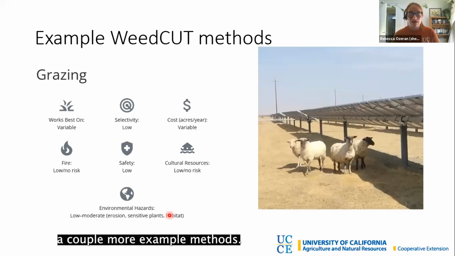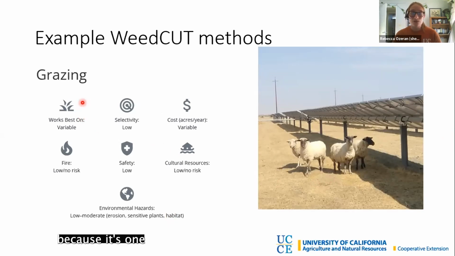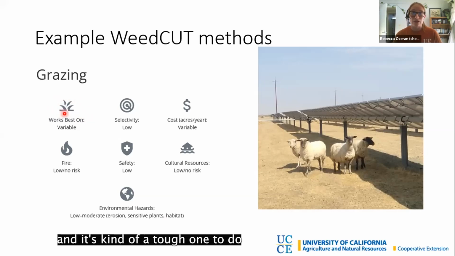So I also wanted to share a couple more example methods. So grazing is one that even if you have a pasture that you already have livestock on, you can still manipulate your animals in different ways to target weeds in certain times of the year or in certain pastures. Now, I also wanted to share grazing because it's one that has sort of variable efficacy, and it's kind of a tough one to do without consulting with somebody.